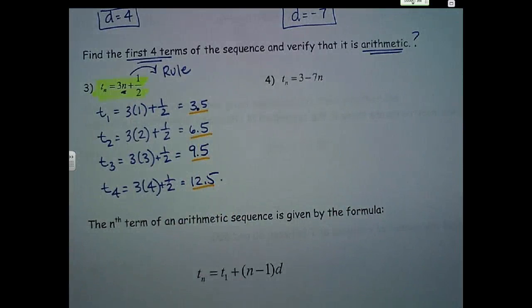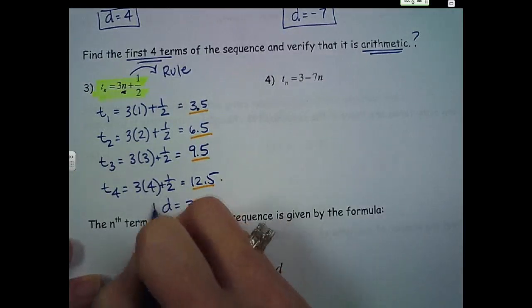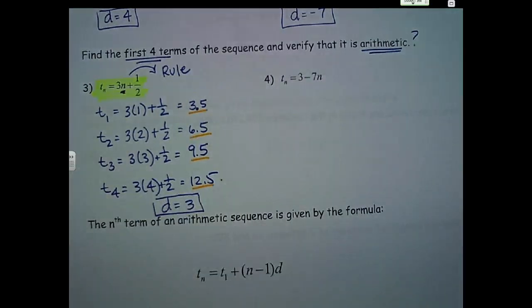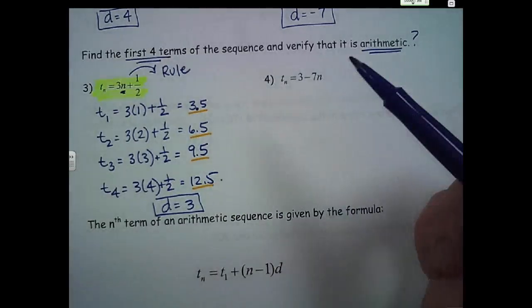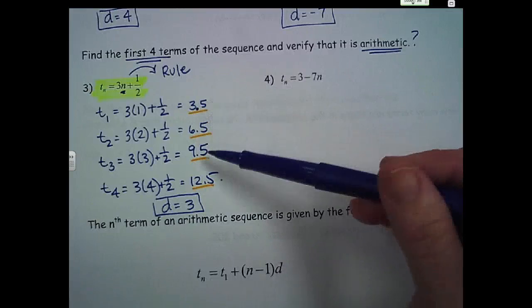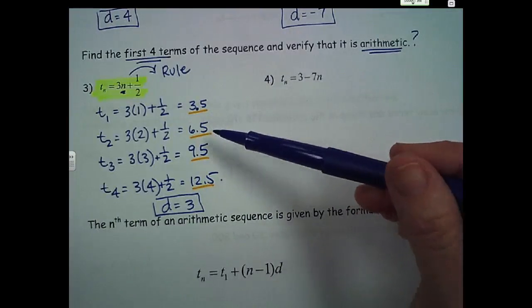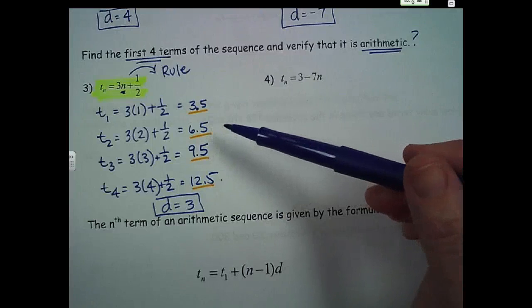Then it says, is it arithmetic? Is there a common difference, guys? So the answer is yes, and D is 3. Do y'all see that D is 3? You're jumping 3 every time. If you weren't sure, check. Do 6.5 minus 3.5. You get 3. 9.5 minus 6.5. You get 3. Right? It's easier to go backwards to find the difference. Second term minus the first.